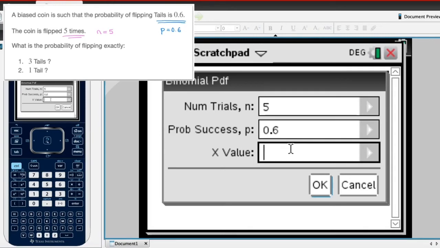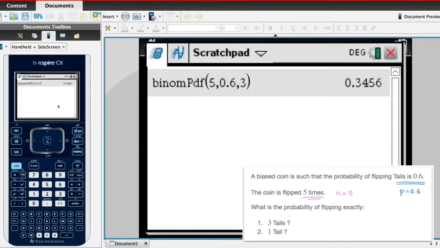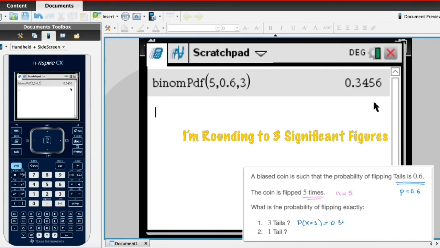Next, the calculator asks me for the x value, and for this example, that would be the number of tails that we're interested in. Well, the first probability we wish to calculate is the probability of flipping 3 tails, so I would type x equals 3. Once 3 is entered, I click on OK. And we're done. The calculator is now telling us that the probability of flipping 3 tails in 5 flips with this biased coin is 0.346.